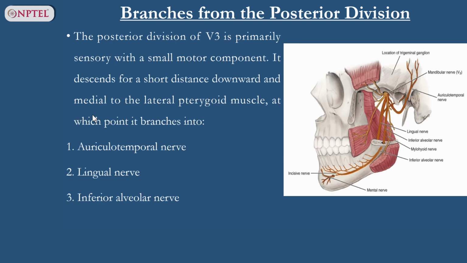Now, branches from the posterior division. The posterior division of the mandibular nerve is primarily sensory with a small motor component. It descends for a short distance downward and medial to the lateral pterygoid muscle, at which point it branches into auriculotemporal nerve, lingual nerve and inferior alveolar nerve.